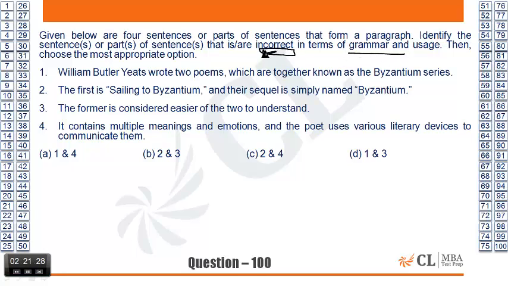Incorrect. No, you have to check the incorrect ones. William Butler Yeats wrote 2 poems, which are together known as this. The first is Sailing to Somewhere, and their sequel. It has to be its sequel. No, so clearly 2 is wrong. So this goes. So I need to know either 3 or 4. The former is considered easier of the 2 to understand. It contains multiple meanings and emotions, and the poet uses various literary devices to communicate them. Poet uses.